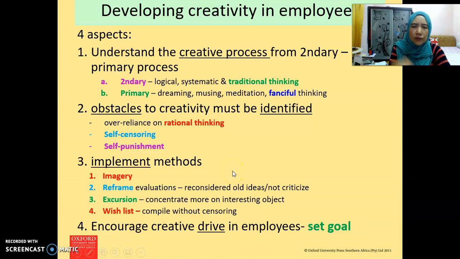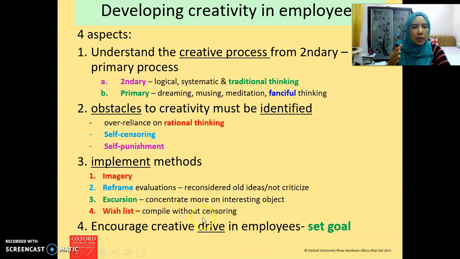Try to reframe those evaluations, and also try to use excursions. Excursions means concentrating more on an interesting object, focusing on it, and then coming up with a solution from that interesting object. Or you can have a wish list. It's like, if I want to become like this, I need to have this list. A wish list is like compiling all the lists without censoring.